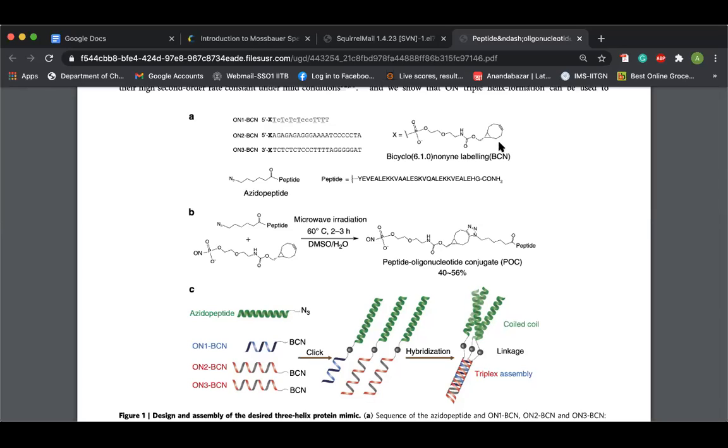On the other hand, they actually have taken this particular sequence, and all of you now know how to read it. Y, E, V, E, what that means. Y means tyrosine, E means glutamic acid, V means valine, so on and so forth. Anyways, whatever the sequence is, it creates a very nice alpha helical sequence. And that has an azide at the end. So what happens when I put azide and alkyne together?